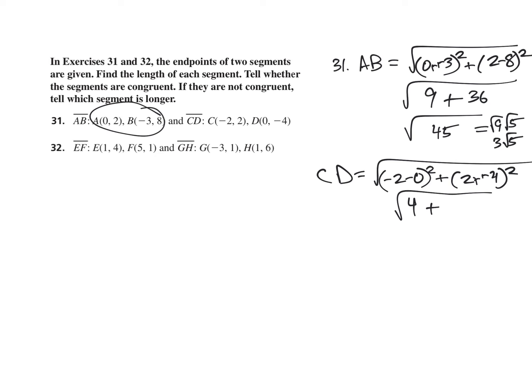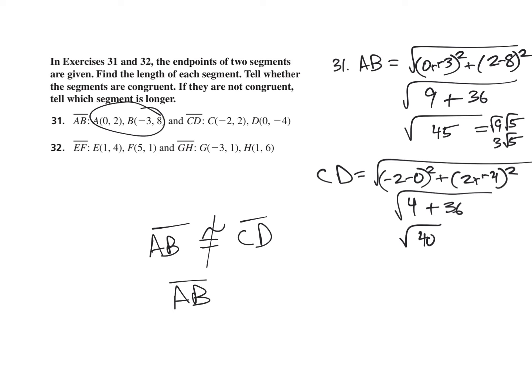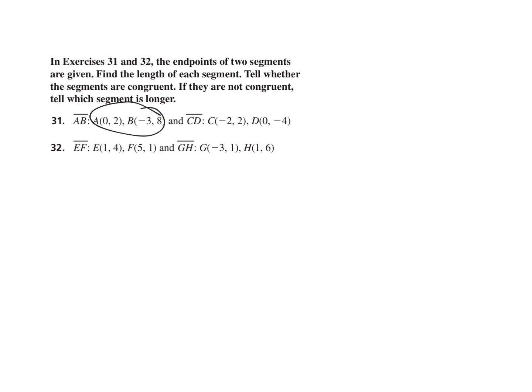Change. That's 6. 36. The square root of 40. And yeah, we could break this down too. But you can see at this point that the bigger number is going to be the longer value. So they are not congruent. Okay, so AB is not congruent to CD. And AB is longer. And let's do 32.